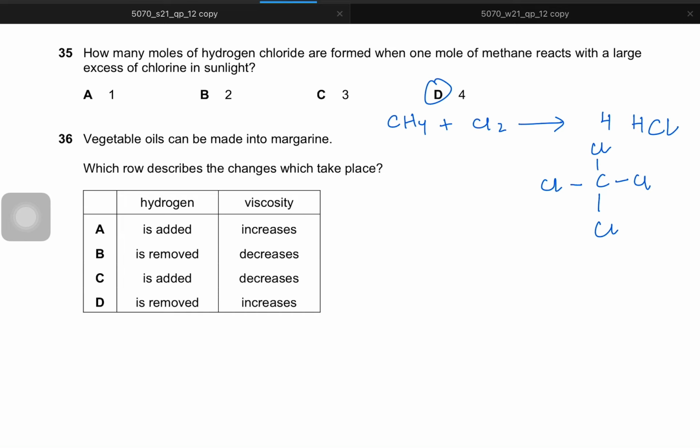Vegetable oil can be made into margarine. Vegetable oils are generally unsaturated. Margarine is usually saturated. Which row describes the changes which take place? It is the addition of hydrogen. So that is why it has to be A or C. And the viscosity increases because now you are making it an alkane. Alkanes are more viscous.